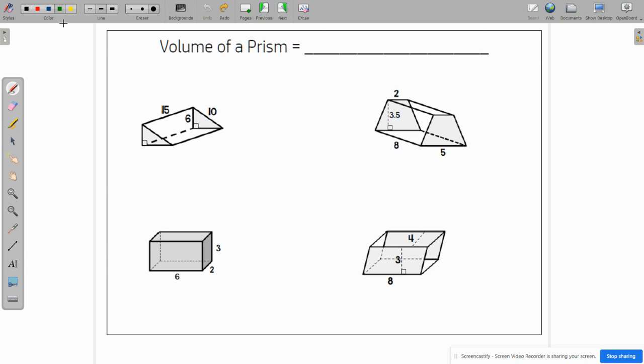To find the volume of a prism, you need to find first the area of the base and multiply it by the height of that prism. So again, the capital B stands for the area of the base, and H stands for the height of the prism. It's important to remember that the base of that entire prism should be perpendicular to the height of that prism, so they form a 90-degree angle.